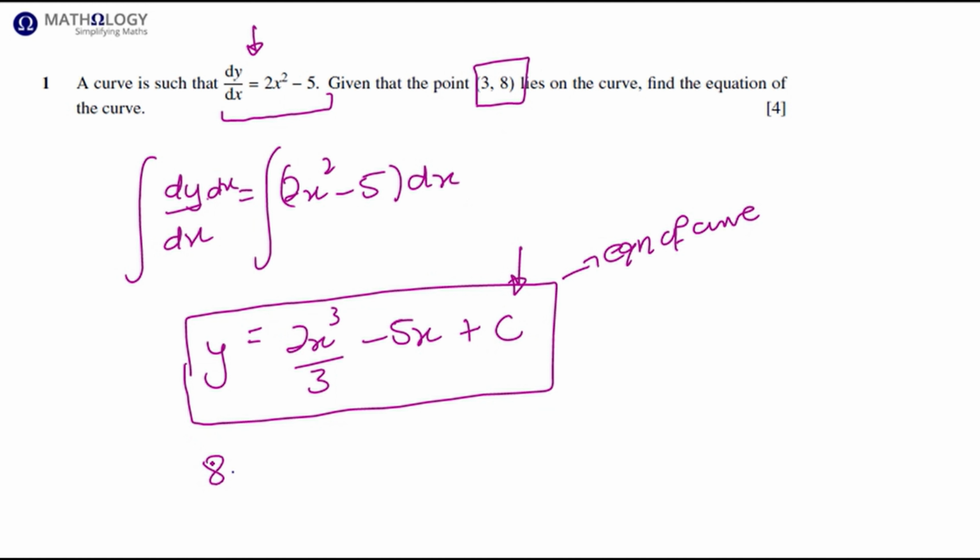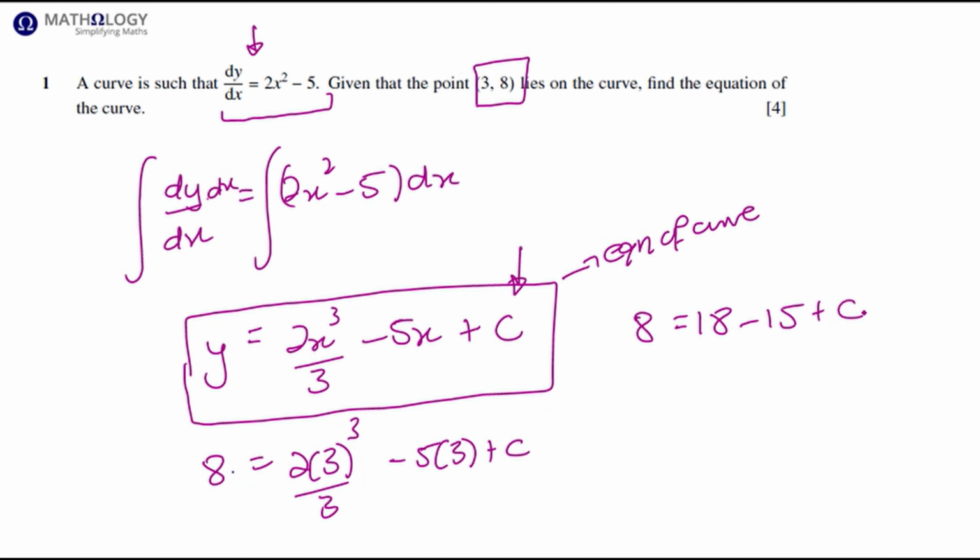So substituting 8 for y and 3 for x, we have 8 equals 2 times 3 cubed over 3 minus 5 times 3 plus c. So 8 equals 3 cubed is 27, divided by 3 is 9, 9 times 2 is 18, minus 5 times 3 plus c. So c equals 5. The curve is therefore given by y equals 2x cubed over 3 minus 5x plus 5.